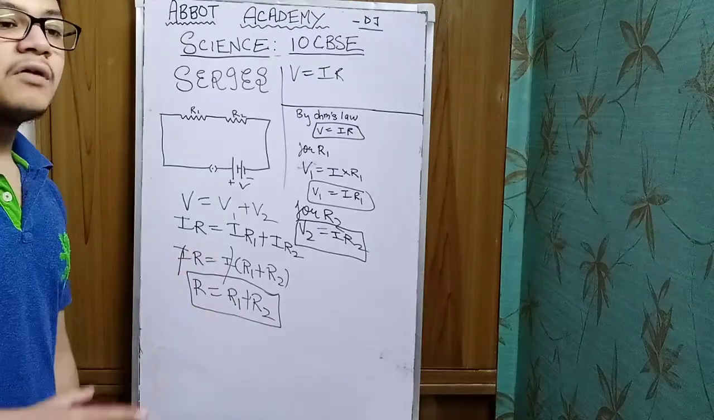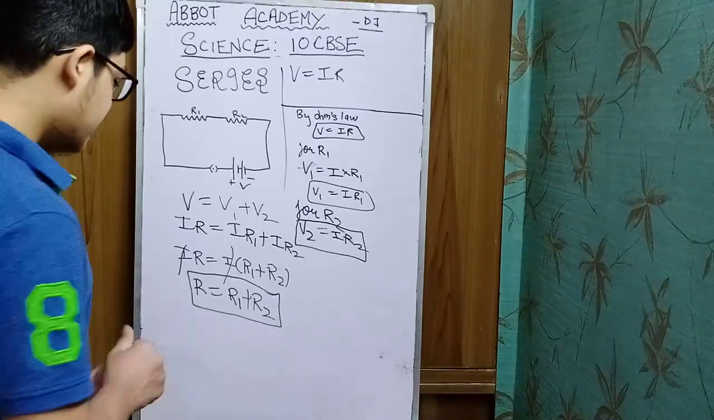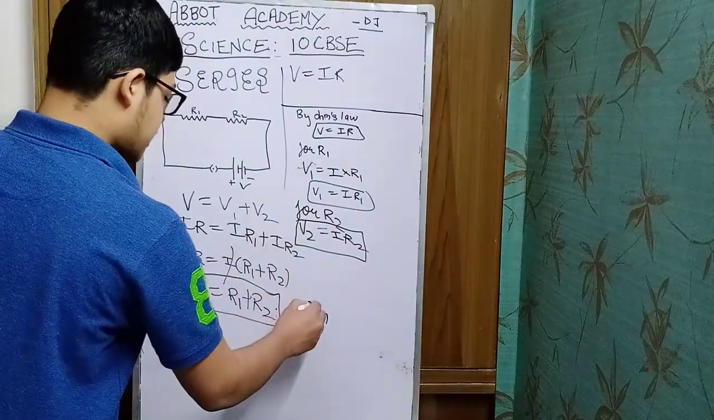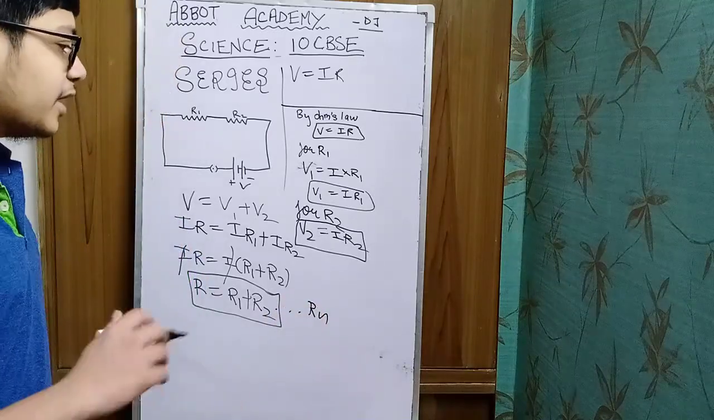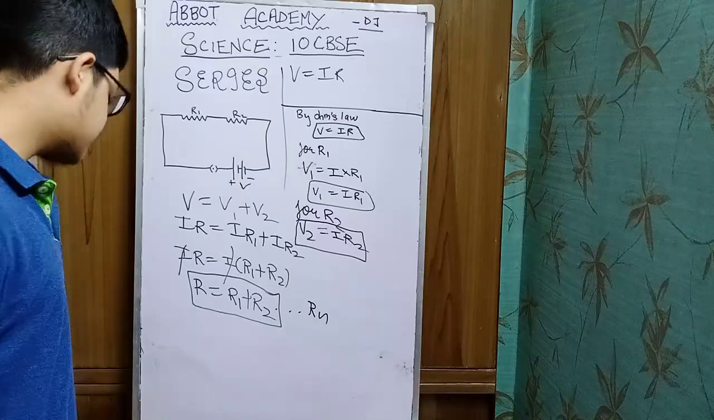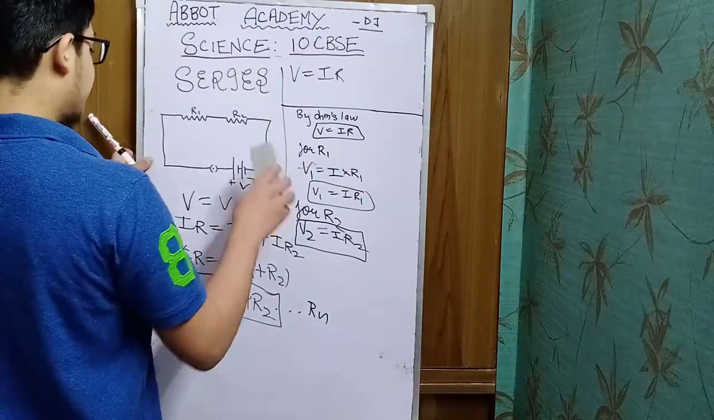There can be n number of resistances, up to Rn. So up to n number of resistances you can find by only this formula, R equals R1 plus R2 plus R3 and so on. So let us look quickly at a simple numerical.